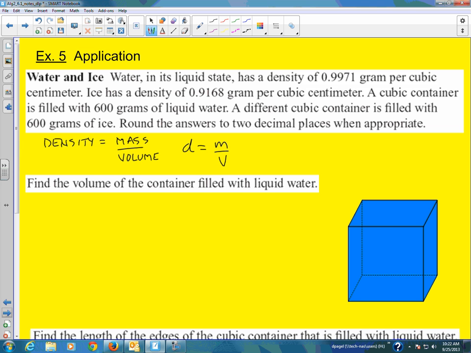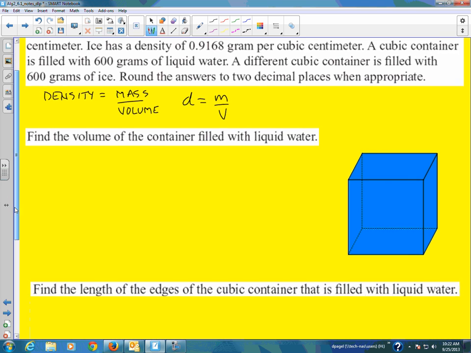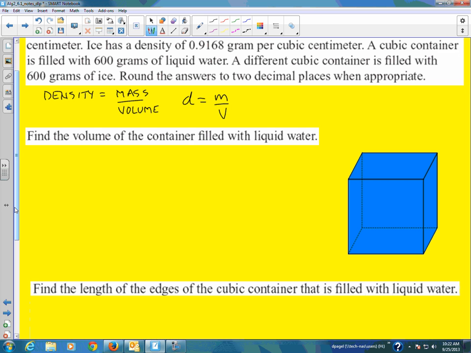Now that I have that out of the way, let's take a look at the volume of the container filled with liquid. We're looking at water for this one, so the density of water is equal to the mass of the water divided by the volume of the container. Notice that this question is asking you to find volume. I need that V value.